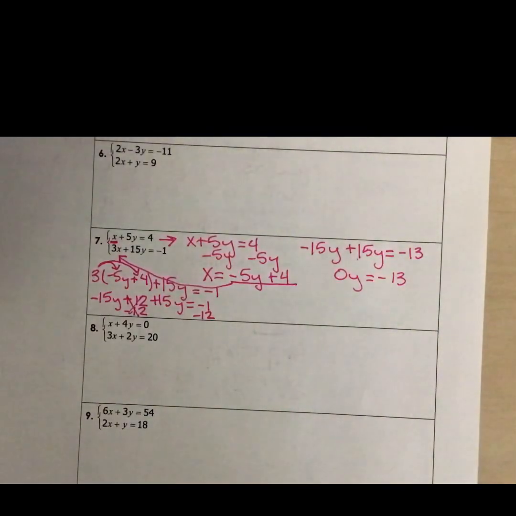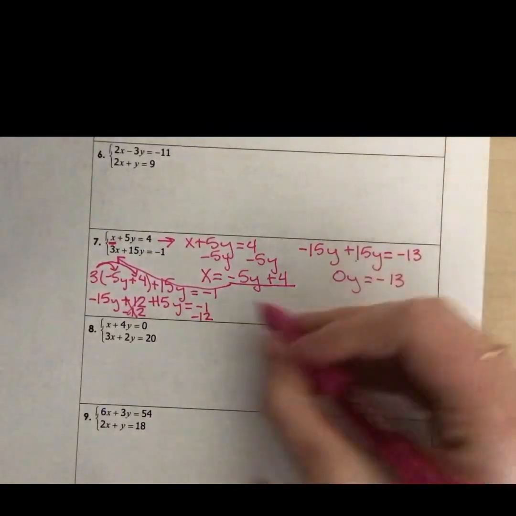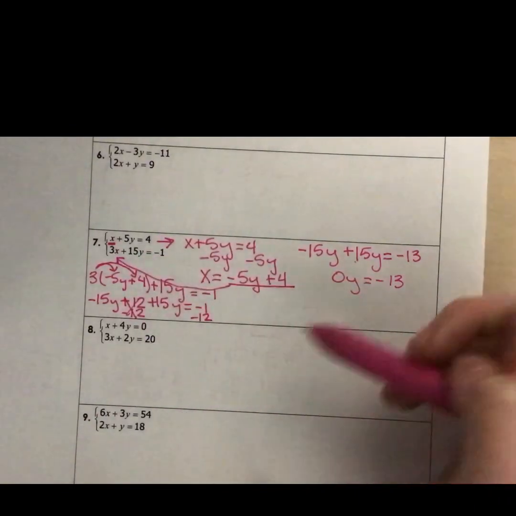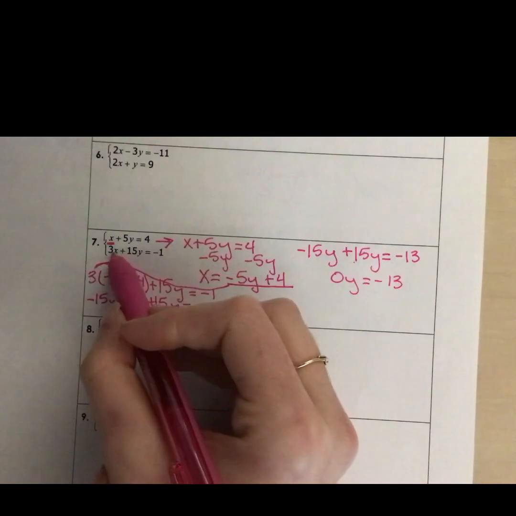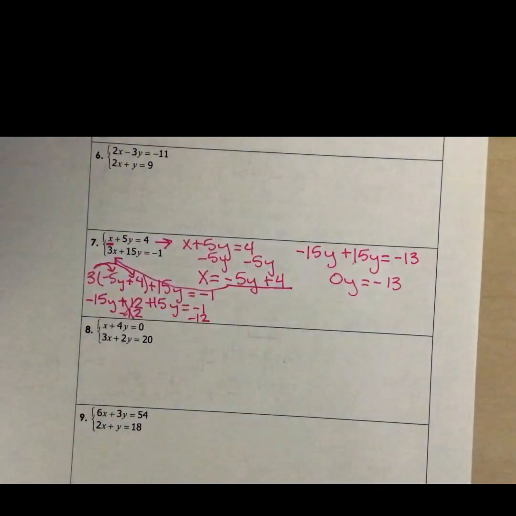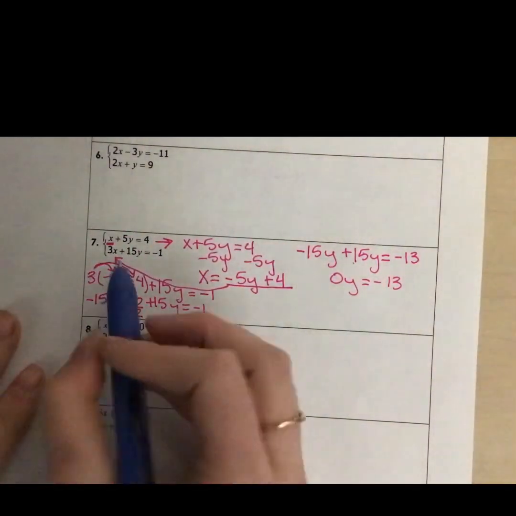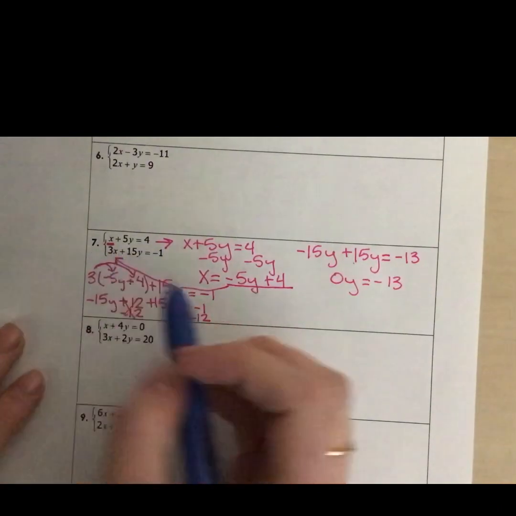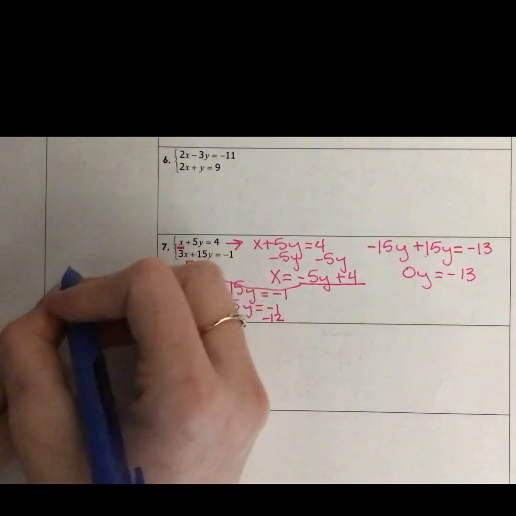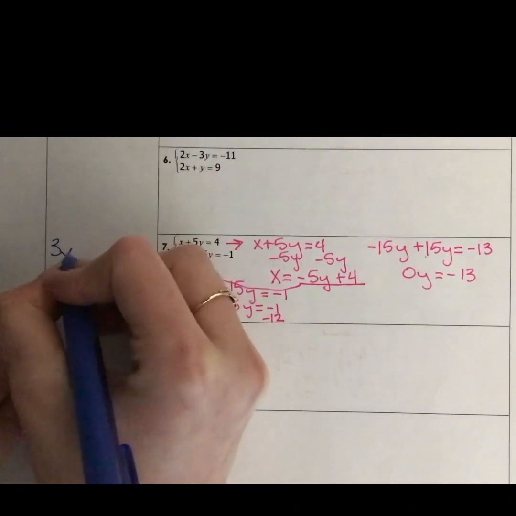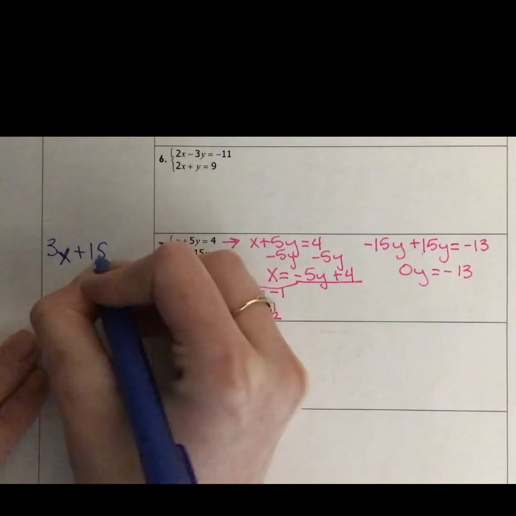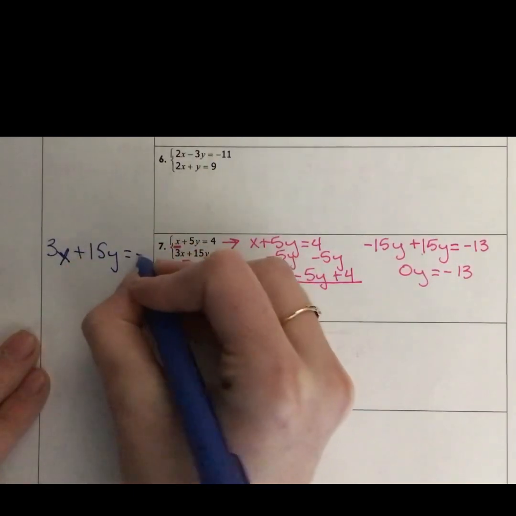When that happens, that means that these lines are actually the same thing. I can show you that by taking our second equation, and if I were to try and solve for x in this equation, we would get almost the exact same expression. So I'm going to do that off to the side here. So if I take 3x plus 15y equals negative 1.